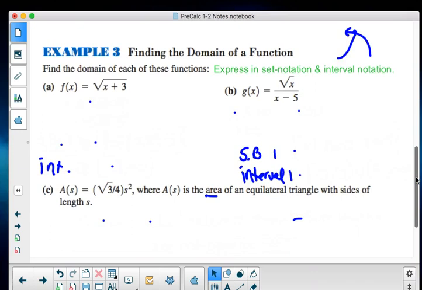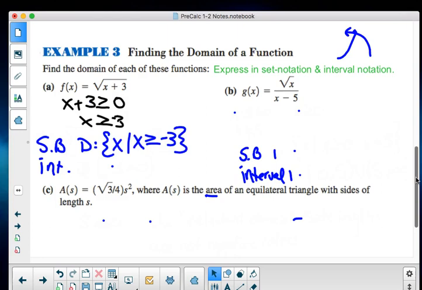X plus 3 can be 0, but it can't be negative. So x plus 3 has got to be greater than or equal to 0 in this case, because I can take the square root of 0, I can take the square root of 1, but I can't take the square root of a negative anything without i. We're assuming that these are going to be real number answers. So when I solve this, I get x is greater than or equal to negative 3. My set builder pretty much puts that right in there. My interval notation states that x is boxed at negative 3 and goes to infinity.